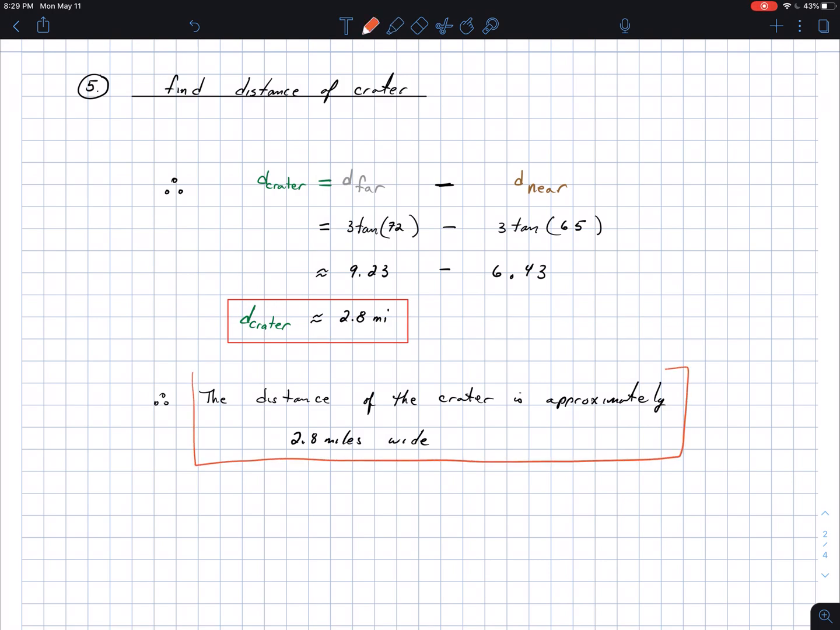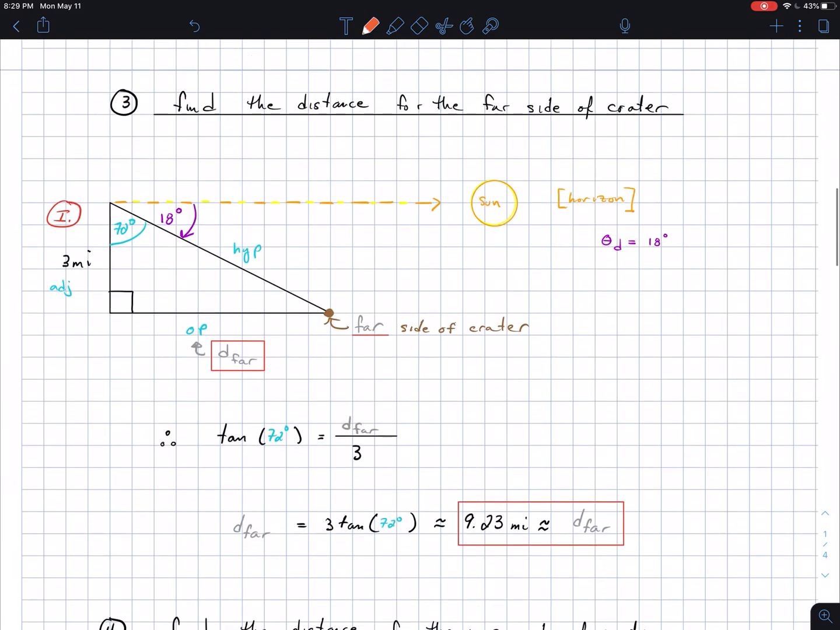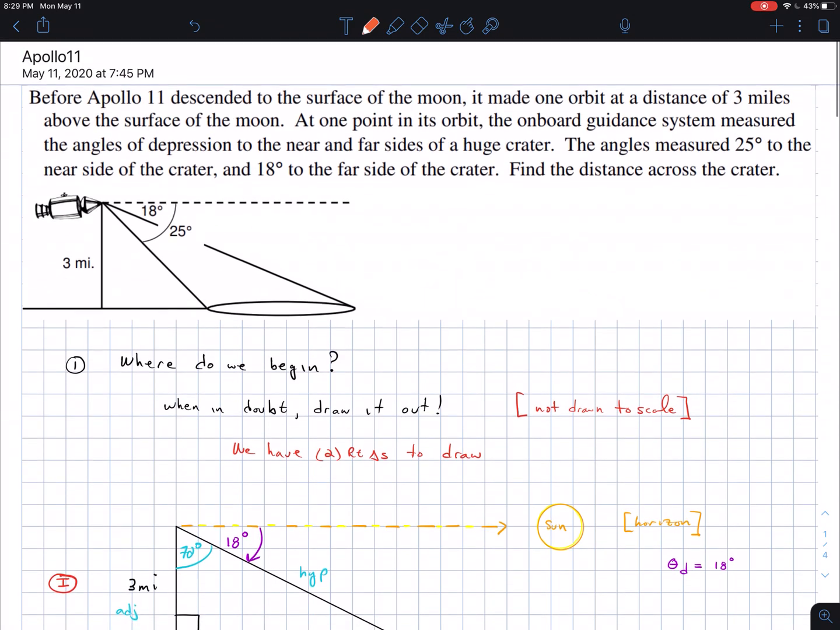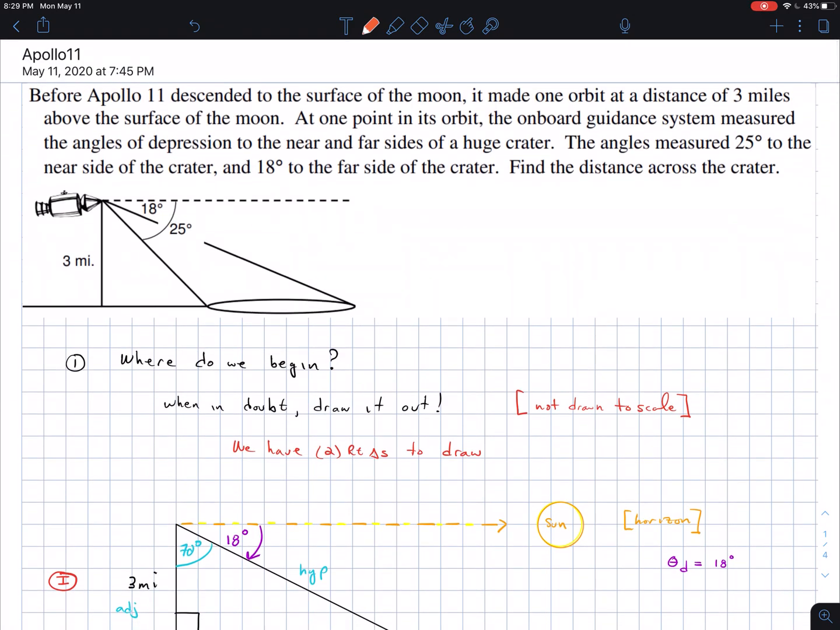Now, to recap very quickly, how you decide to look at a word problem. Well, there's a lot of stuff that's extraneous, right? There's a lot of stuff that we don't really need to know. If you really were picking out the right things, we know we have an orbit at a distance of 3 miles. Well, what does that mean?